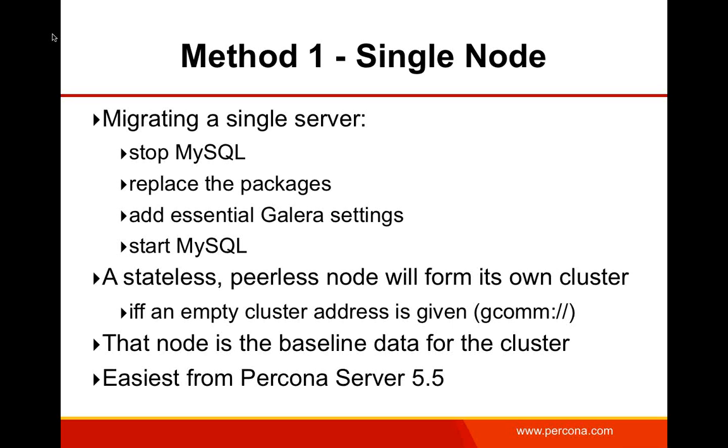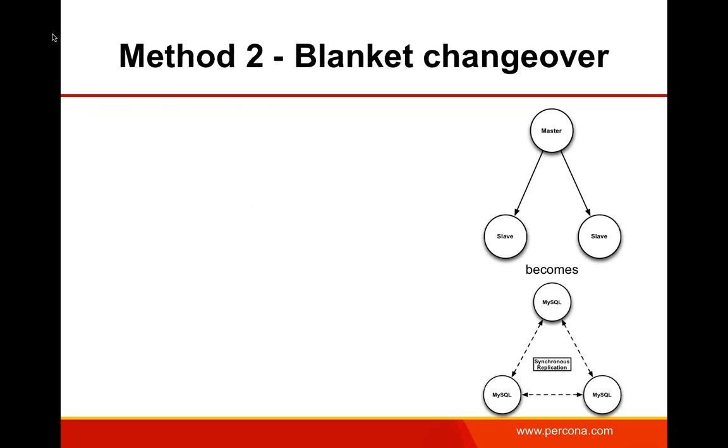So that's method 1, single node cut over. We know how to make one node a cluster of itself. So method 2: how do we change over an actual environment with masters and existing slaves? Assuming we can take some downtime, we can change these all at once fairly quickly and without having to do a full SST.